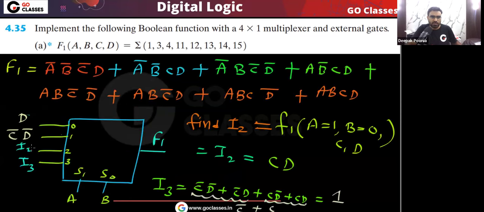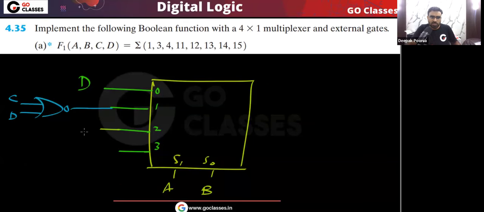And you can see I2 equal to CD. This I2 is equal to CD. So I need an AND gate. Okay, that will be CD. And you can see this I3 is equal to 1. Okay, I can write 1 here. That's it. So this is your F1. This is the answer for this question. I hope you understood.